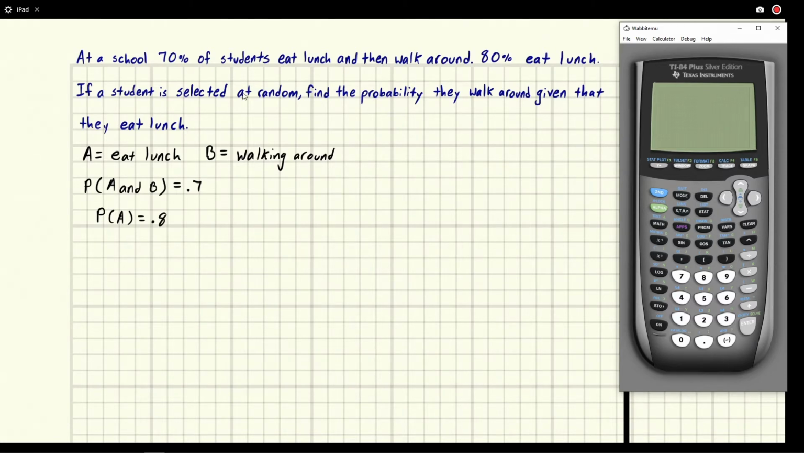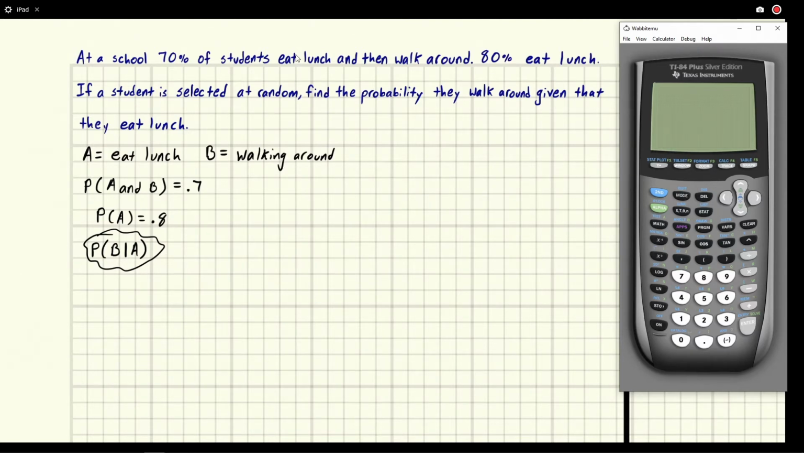If a student is selected at random, find the probability that they walk around given that. "Given that" immediately means we're going to need one of those vertical line things. So we want the probability that they walk around given that they eat lunch. Walking around is event B, so we're looking for the probability of B, then the vertical line for "given that," they eat lunch, which is A. This is the nebulous thing they want us to find. What is this thing? We've got an "and" probability and a probability of A.